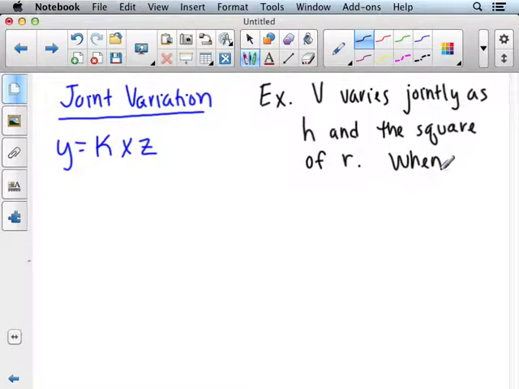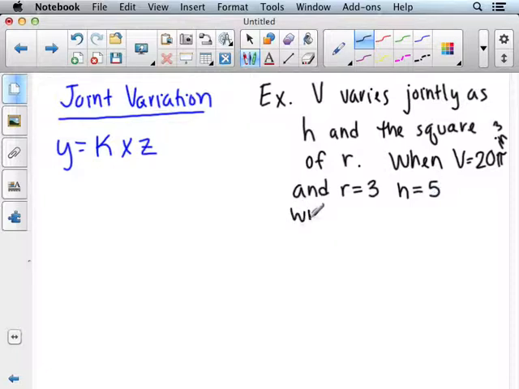When volume equals, let's say, 20 pi inches cubed, and radius equals, let's say, 3, and height equals 5. What is, actually that doesn't make sense, hang on.